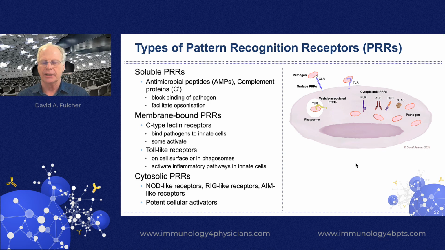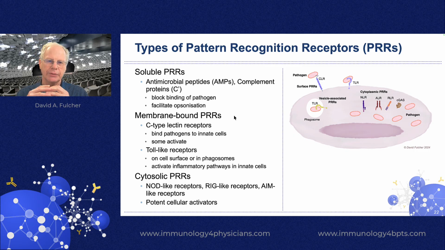So these are the types, in a nutshell, of pattern recognition receptors that the innate immune system uses to recognize foreign. We have soluble proteins such as the antimicrobial peptides and the complement components. These can block the binding of the pathogen, they can also kill the pathogen, and they can also facilitate opsonization. Now, opsonization we will come back to all over the place in this course, so we might as well cover it now. It means the coating of a pathogen with molecules which facilitate its uptake by things like macrophages and neutrophils.